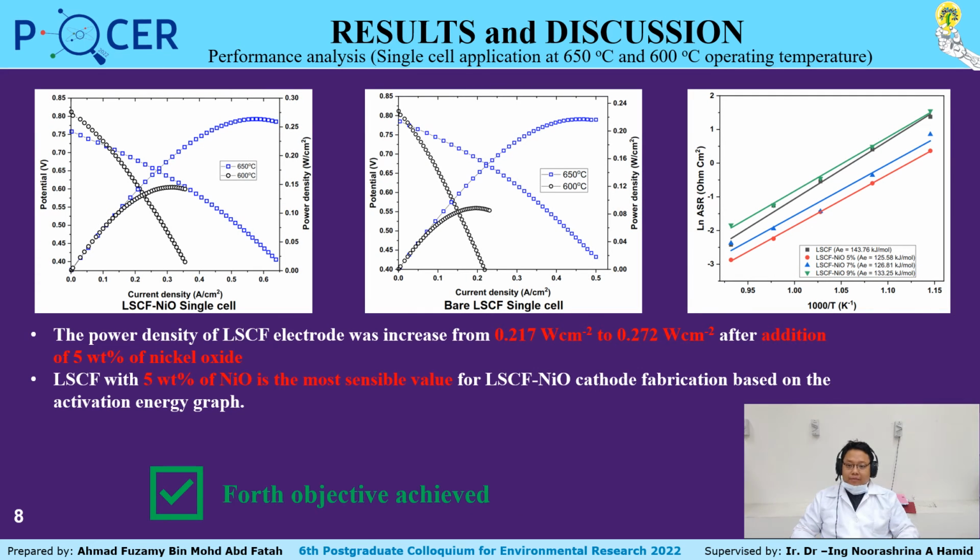Lastly, a single cell of LSCF-NiO and bare LSCF was compared to each other at operating temperatures of 650 and 600 degrees Celsius. Both show capability to operate at lower temperature, and the addition of NiO indeed improved the power density by 25.35%. The activation energy graph also supported this finding, where the activation energy for the LSCF-NiO was found to be much smaller than the bare LSCF.